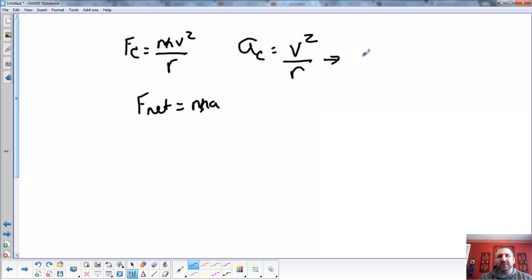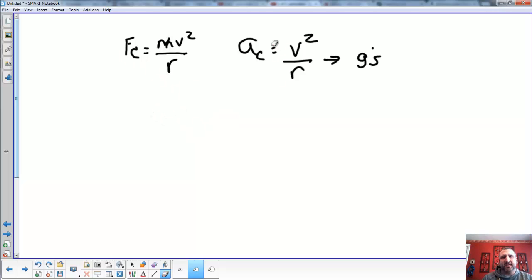And this is going to give you stuff like g forces and all that good stuff. So let's do a quick couple of calculations just to sort of wrap our minds around centripetal force and centripetal acceleration. So let's say I've got, and this is really what we should be thinking of.